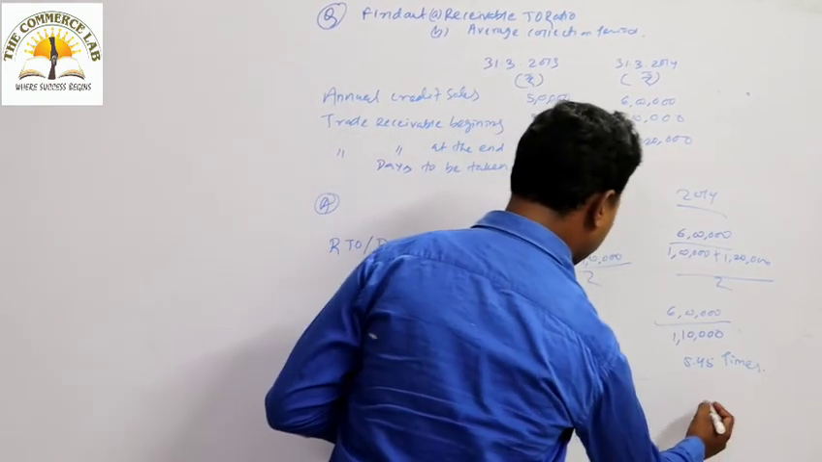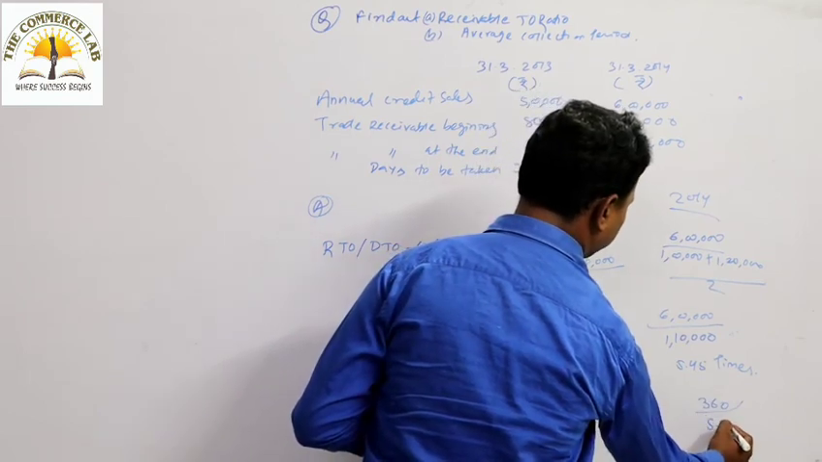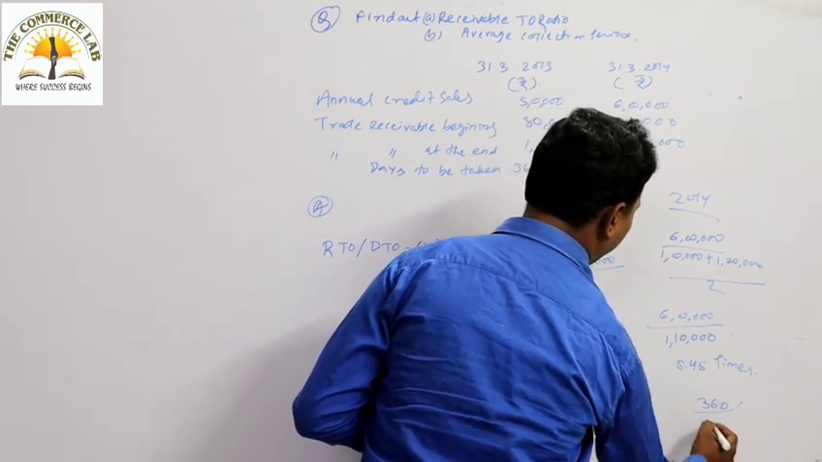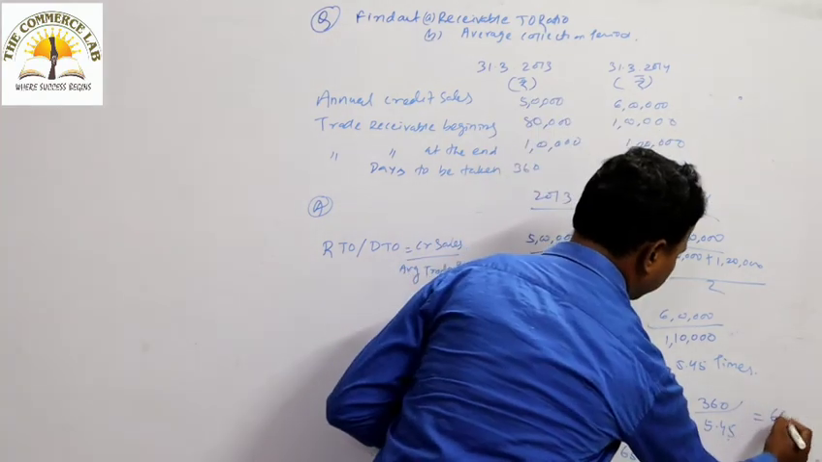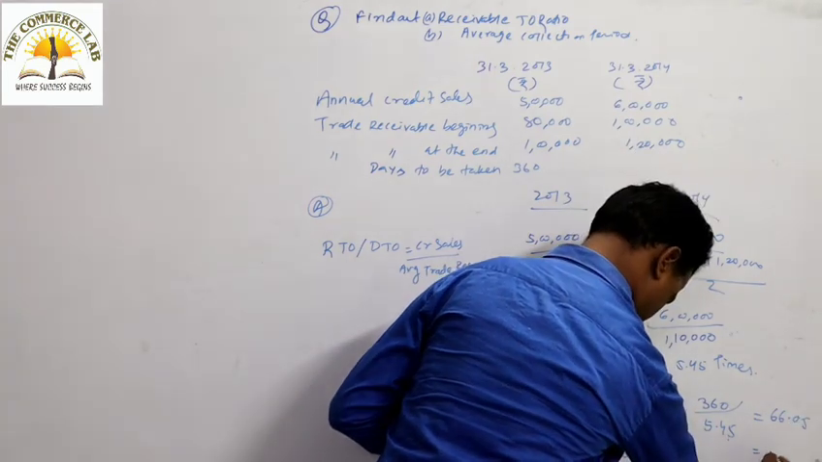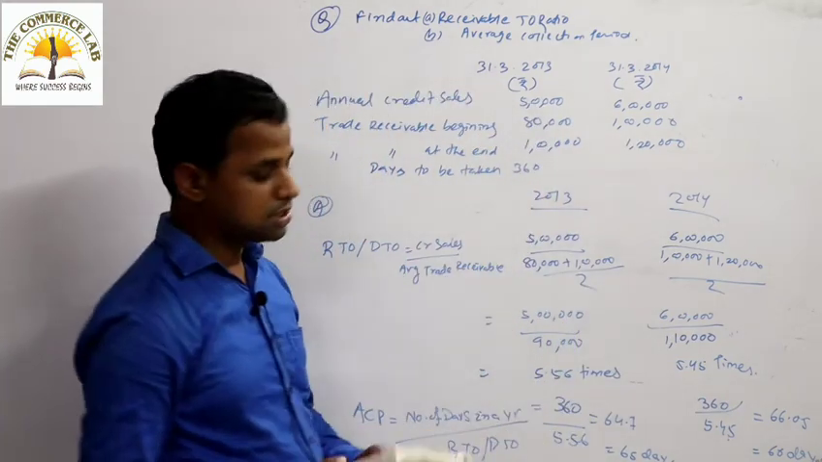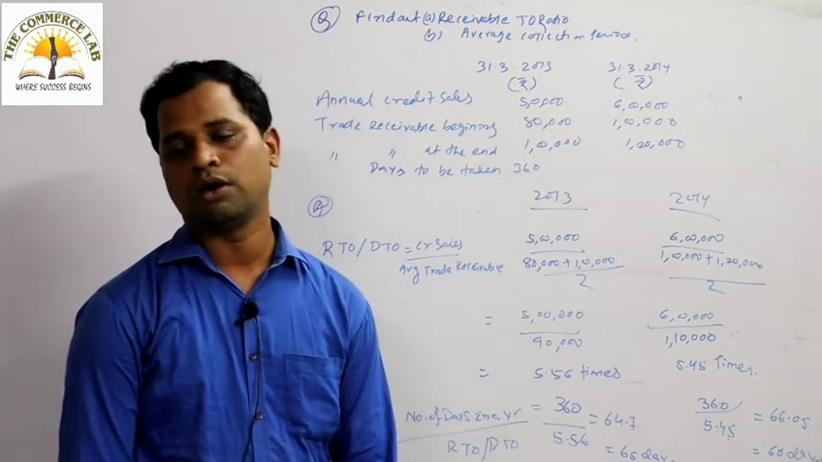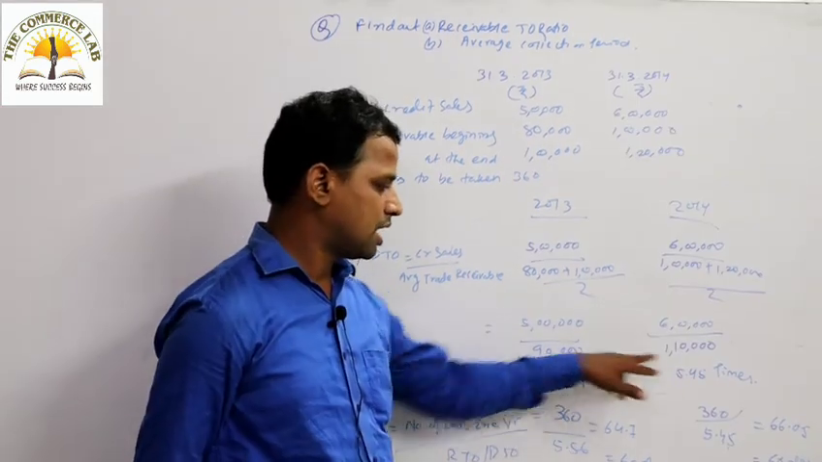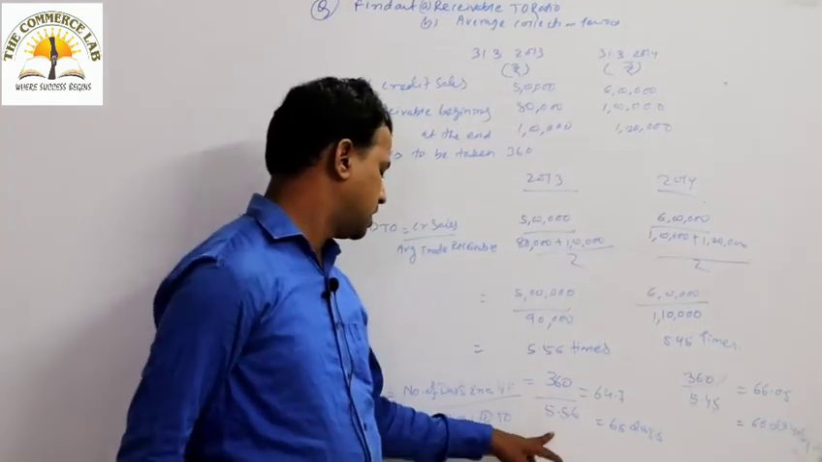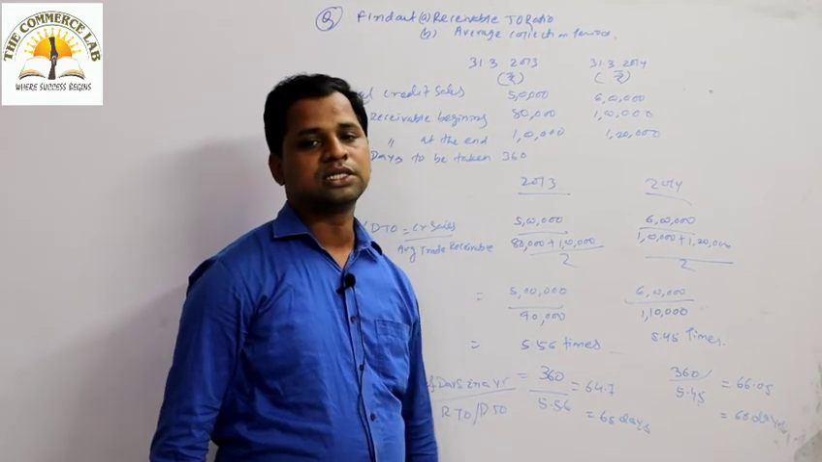Similarly for 2014 also, number of days is 360 divided by the debtor turnover ratio or receivable turnover ratio, that is 5.45. That is coming as 66.05, almost 66 days. So for both the years the debtor turnover ratio or the receivable turnover ratio is almost the same. Look at this, 5.56 times and 5.45 times, and here 65 days of the average collection period, and in 2014 it is 66 days.